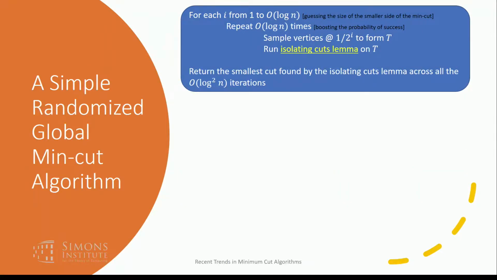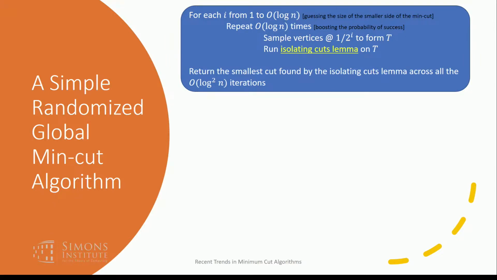So before I cover the isolating cuts algorithm and its proof, let's first discuss how the isolating cuts immediately implies a simple randomized global min cut algorithm. And here the key additional ingredient is just simple random sampling, as we discussed before. Let's guess by doubling the value of k that we want.